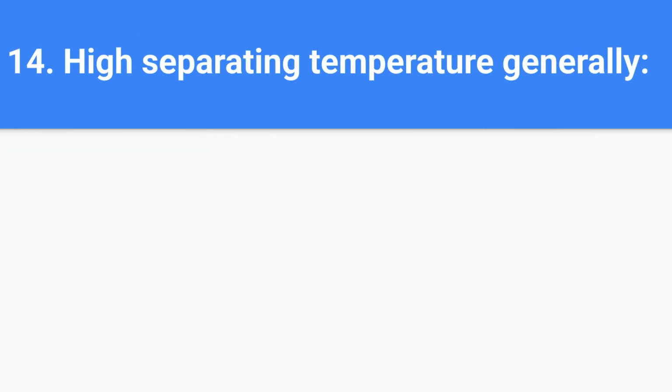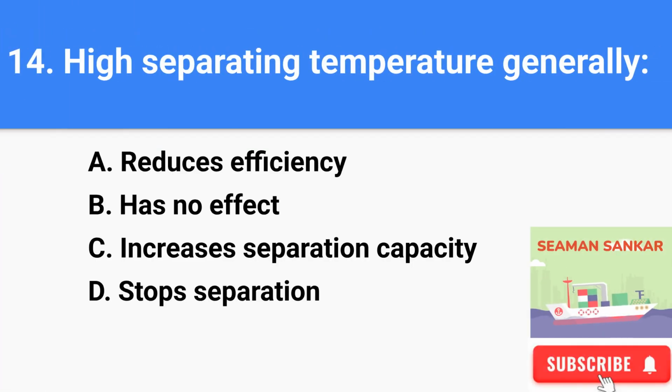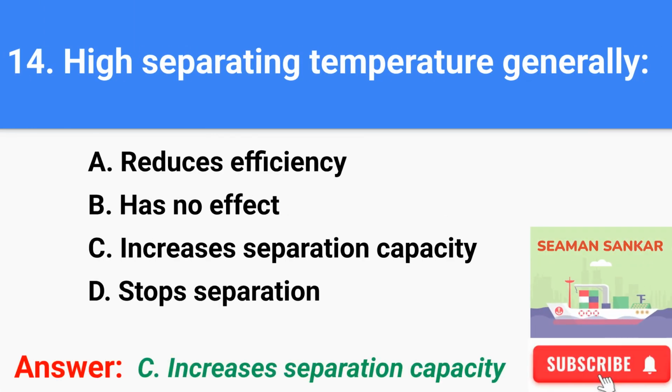Question 14. High separating temperature generally A. Reduces efficiency. B. Has no effect. C. Increases separation capacity. Or D. Stops separation. The correct answer is C. Increases separation capacity, primarily by reducing oil viscosity.